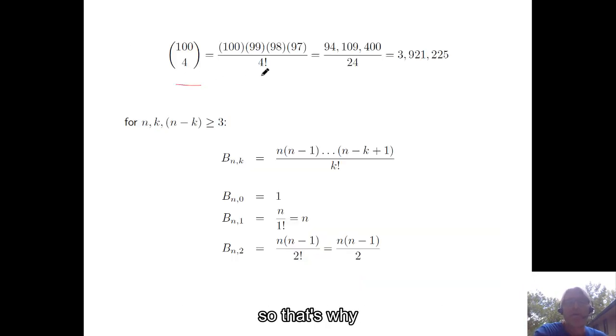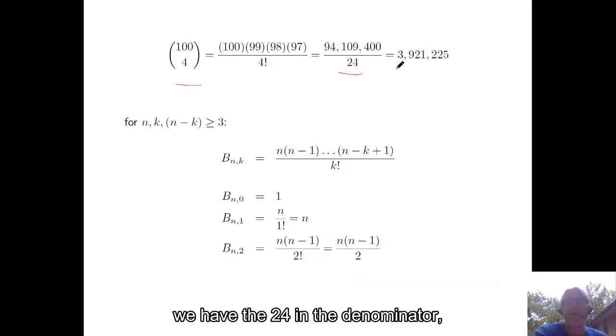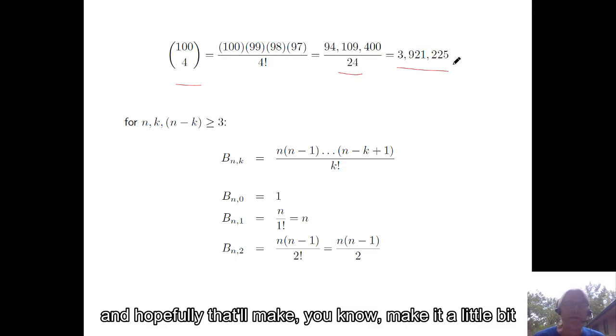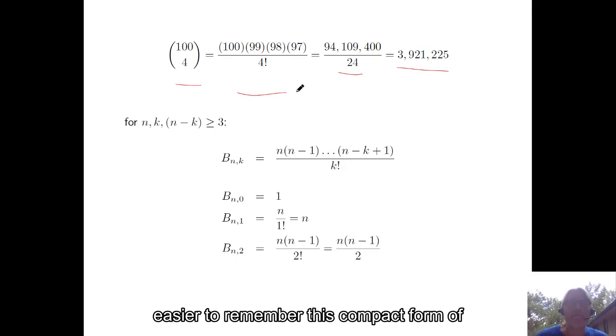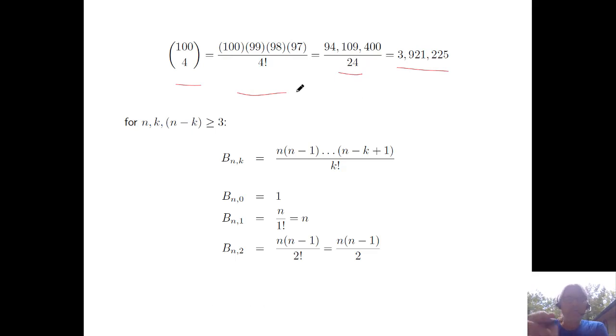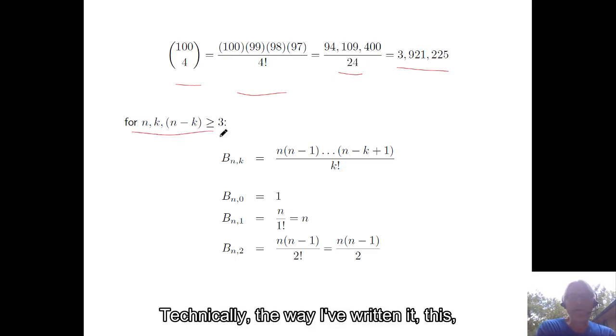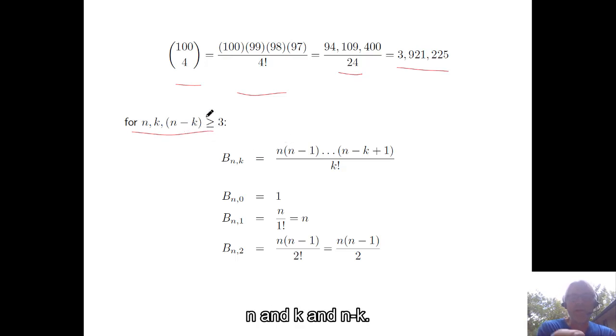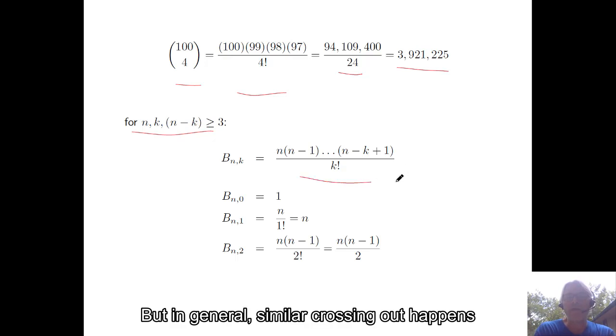And so that's why we have the 24 in the denominator, and hopefully that'll make it a little bit easier to remember this compact form of the binomial coefficient that we see a lot. Technically the way I've written it, this only applies for larger numbers of n and k and n minus k, but in general similar crossing out happens all the time.